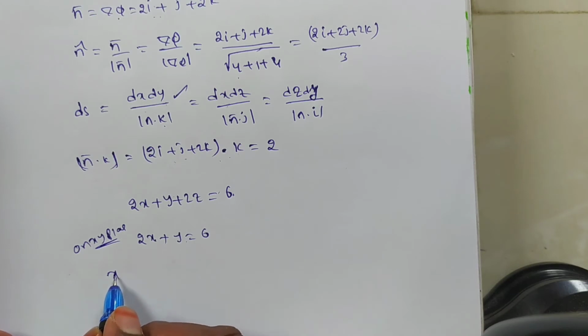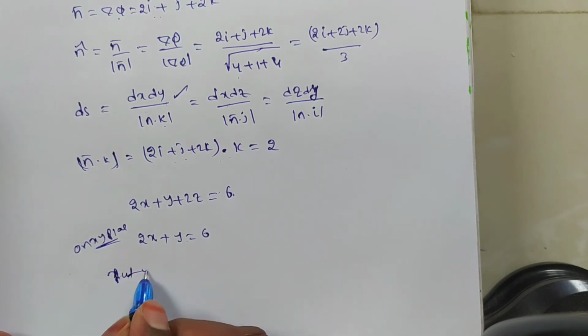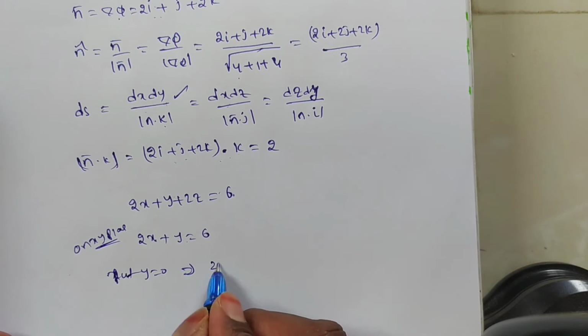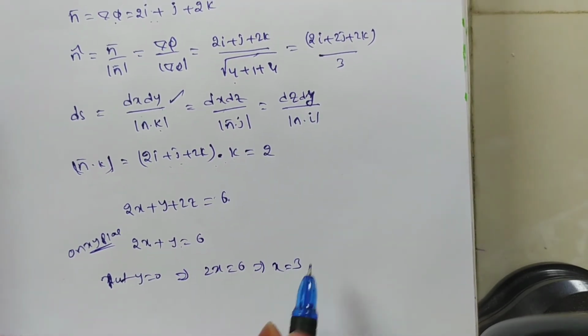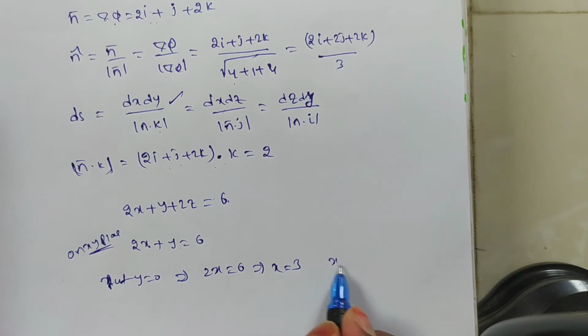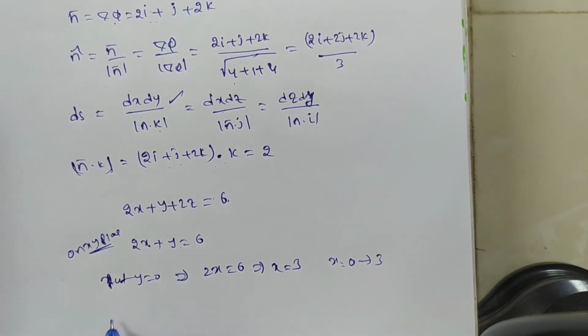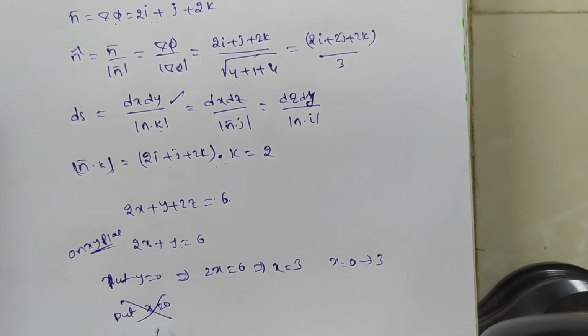So in this case, first I want the x value. To get the x value, put y is equal to 0. That implies 2x is equal to 6, so x is equal to 3. They are given the first octant, so x goes from 0 to 3. So I have the x limits. Next I want the y limits. Will you put x is equal to 0? If you put x is equal to 0, y is equal to 6, so you would say y is from 0 to 6.